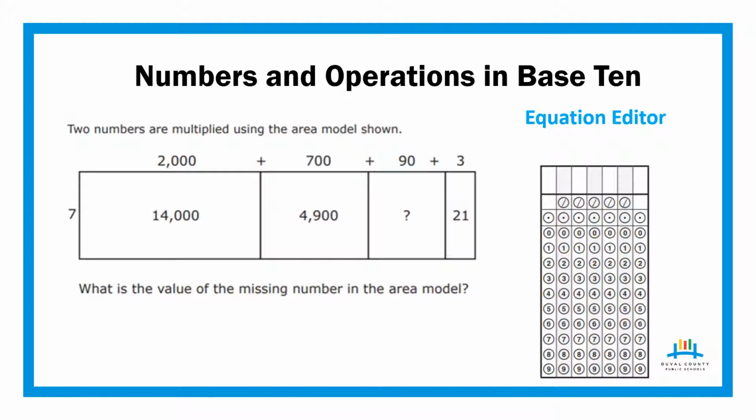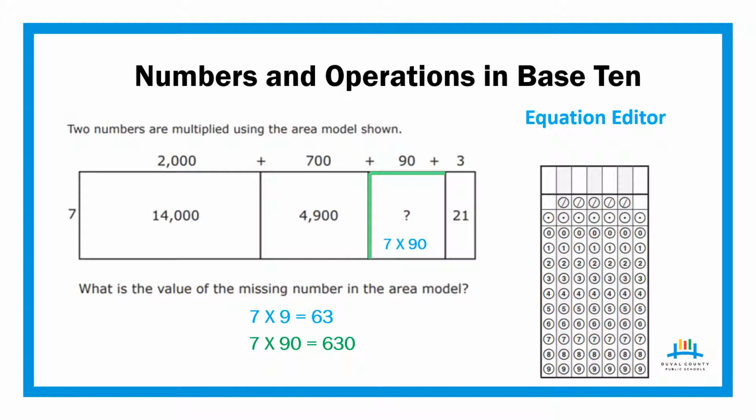Let's take a look at this problem. 2 numbers are multiplied using the area model shown. What is the value of the missing number in the area model? We know area models are an example of a visual model we can use for multiplication because it represents the product of its length and width. In our area model, we have a part that has a missing value or a missing partial product. Based on the side lengths of that part, my length is 7 and my width is 90. So I can use the expression 7 times 90 to solve for the partial product. I know that 7 times 9 is 63, so 7 times 90 is 630.